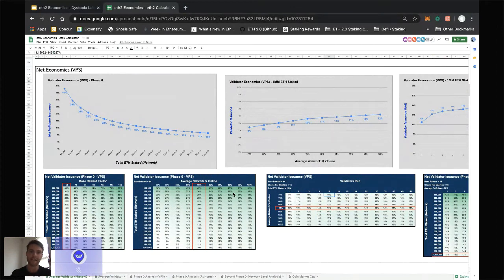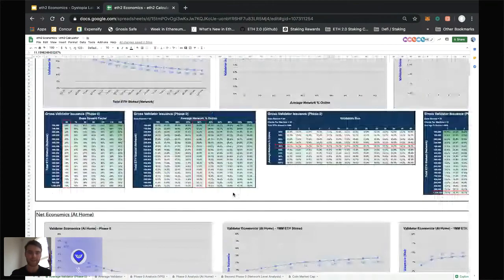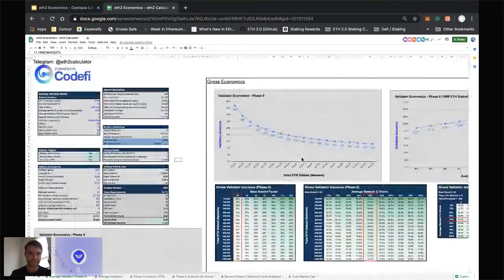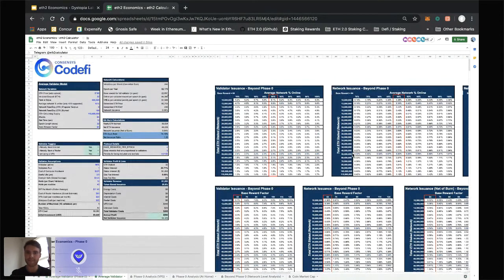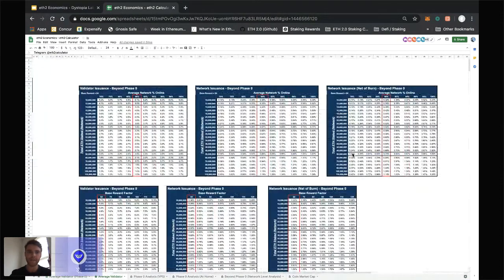So that's what the model looks like. This is the most up-to-date tab on this. I recently updated this, and then we have a couple of other tabs here. This one as well, all of this is the same, but this is more like beyond phase 0.